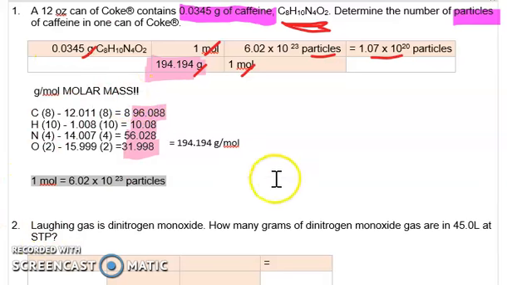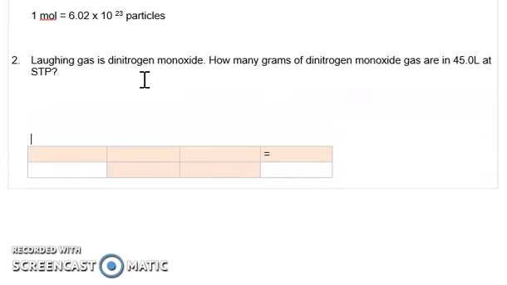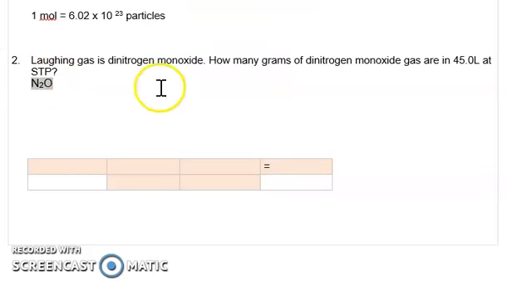Alright, cool. So next one. Laughing gas is dinitrogen monoxide. Ooh, look, this is bringing back our naming conventions for molecular compounds. So dinitrogen monoxide, di means two, so I'm going to have two nitrogens, dinitrogen. Monoxide, mono is one oxygen, and that's it. So dinitrogen monoxide is this right here.